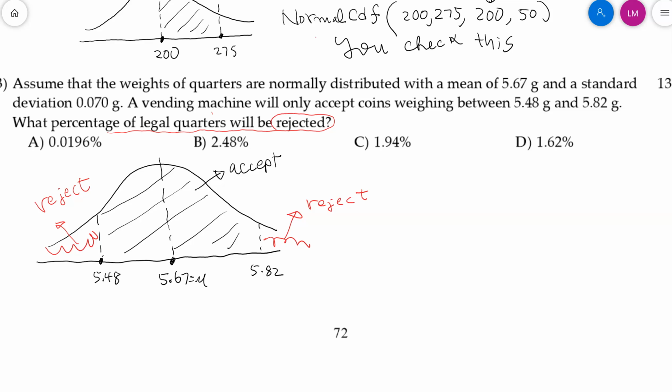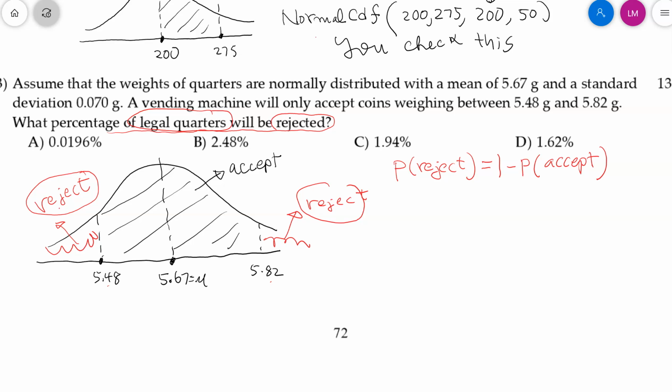Although they are legal quarters, maybe something happened in the factory, and some were too small and some too big. Your vending machine is not going to accept those. So we're asking about reject, not accept. So the probability of reject, in this case, you can say 1 minus the probability of accept. So let's figure out the probability of accept.